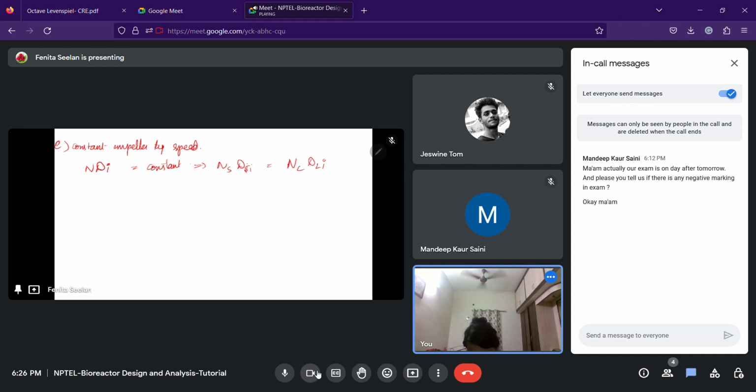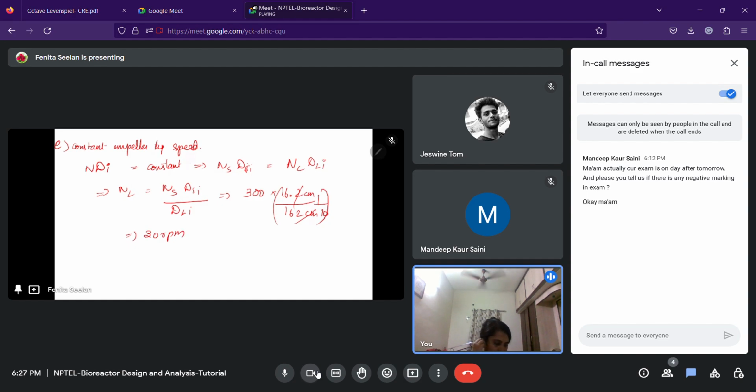Write that. What would be the answer? Your N_L is equal to N_S D_SI by D_LI. This gives us 300 into 16.2 centimeter divided by 162 centimeter. Right. So it is 1 by 10. If you cancel it, it will be 1 by 10. So it would be 30 rpm.